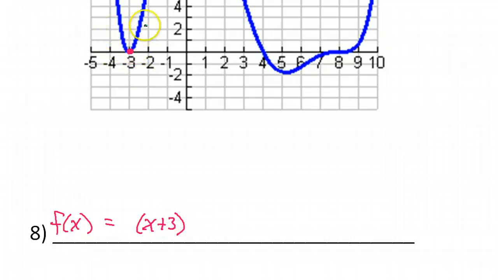Now looking at the behavior here, see how it's a bounce? We learned that whenever there's a bounce at the 0, that means it is multiplicity 2. It's a double root.